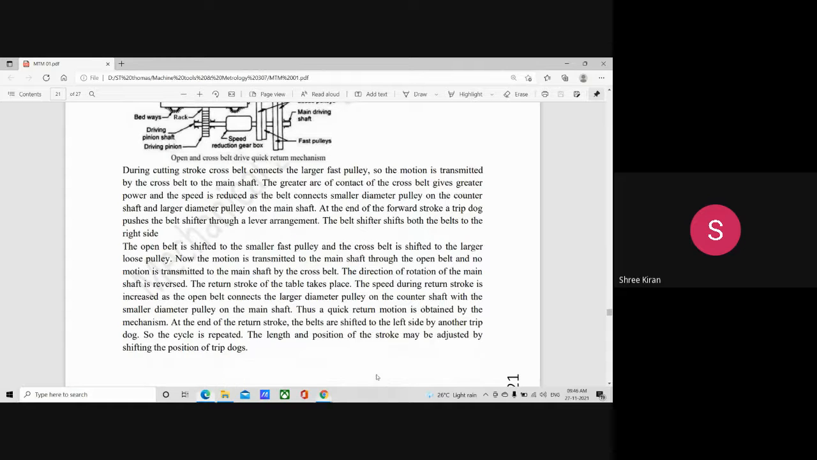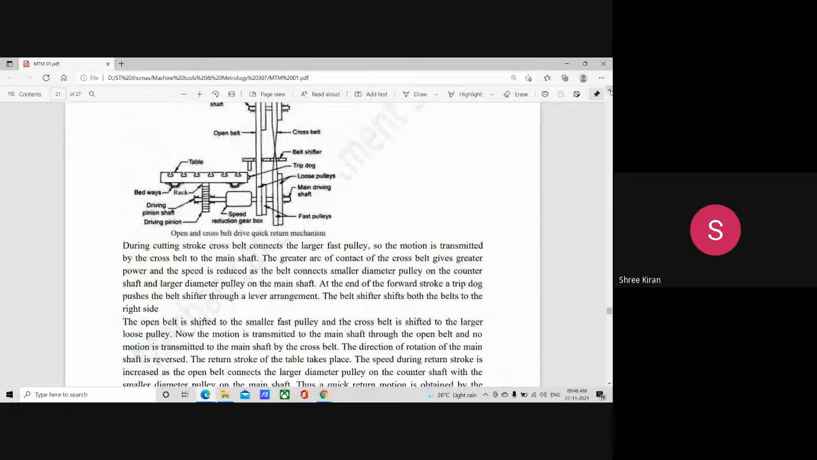Now during the cutting stroke, material removal takes place at a rapid rate. During the cutting stroke, the belt connects the larger fast pulley. So the motion is transmitted by the cross belt to the main shaft.